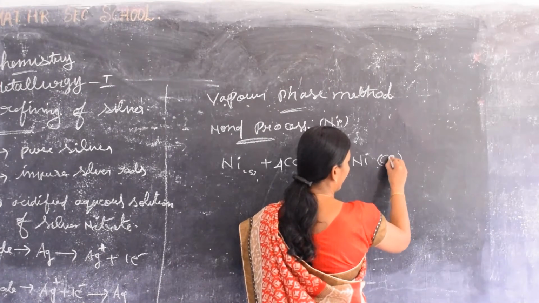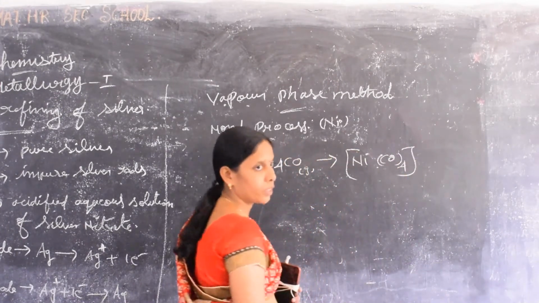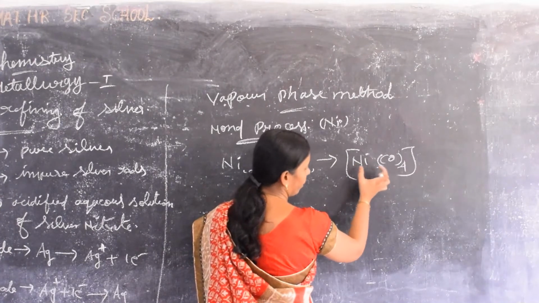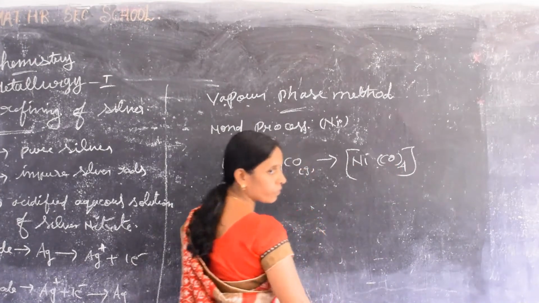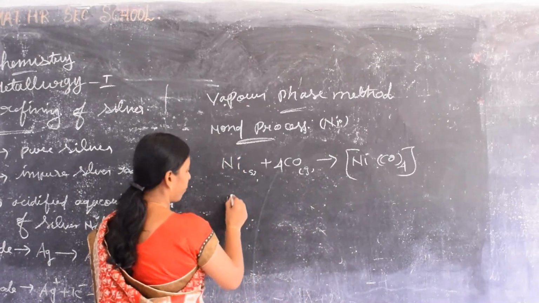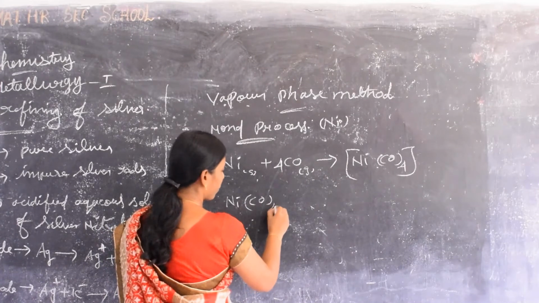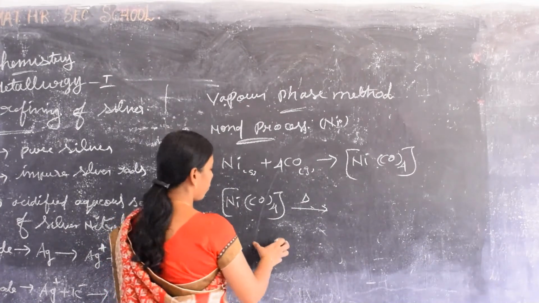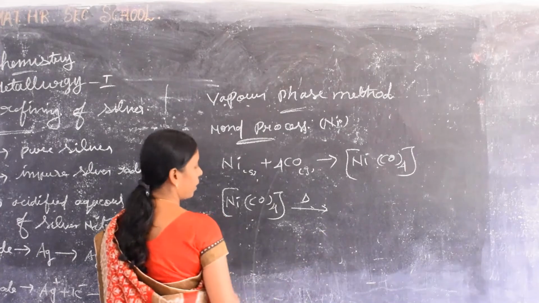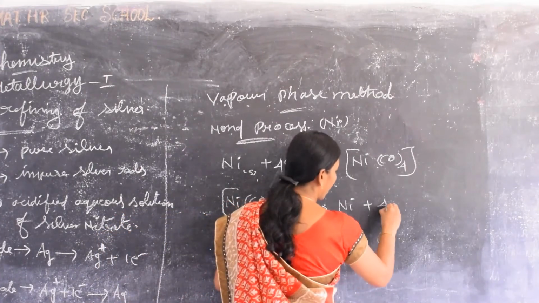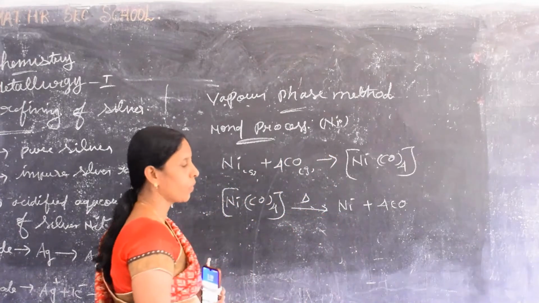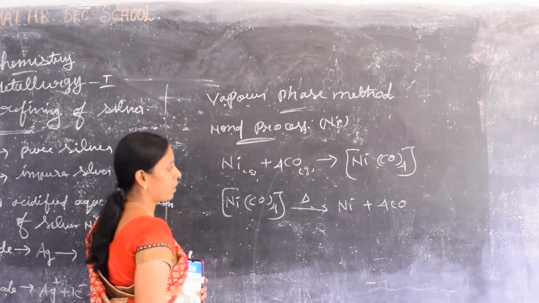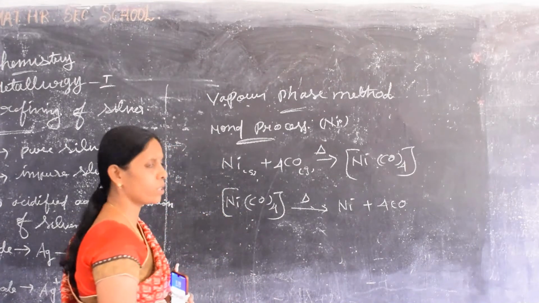Nickel tetracarbonyl complex is formed. And then this nickel compound on further heating decomposes to nickel and 4 moles of carbon monoxide. Okay, so this is the Mond process method.